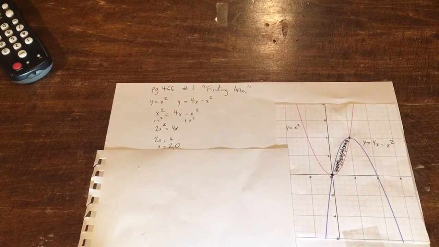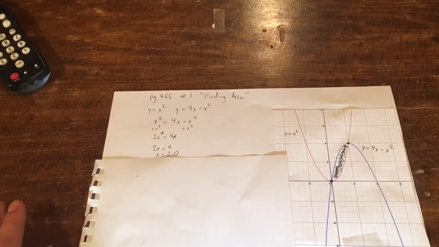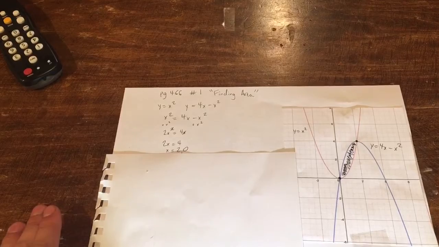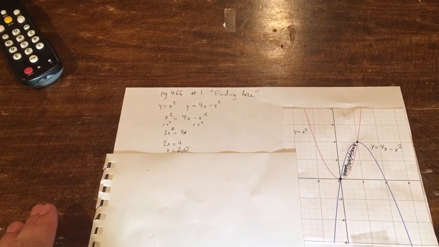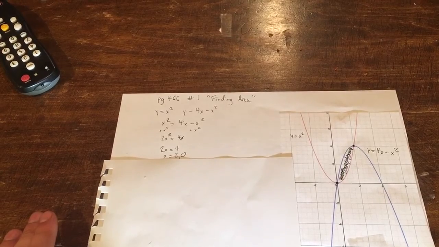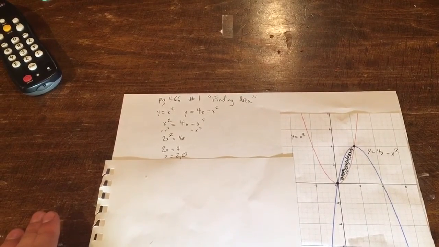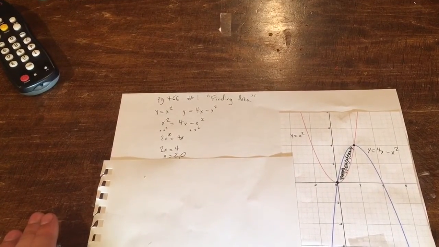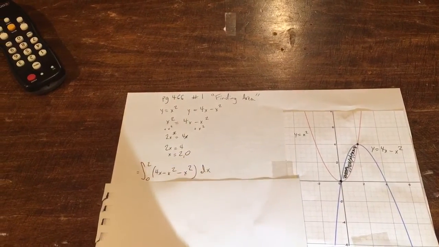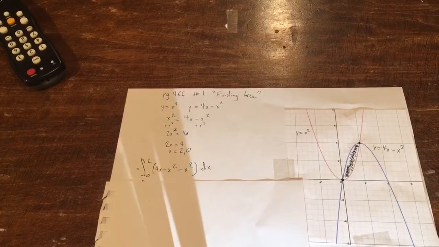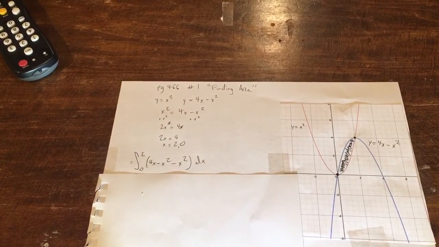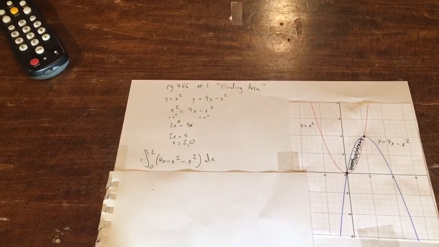Okay, so now you can take the integral of the whole thing from 0 to 2. So you have to take the top equation, in this case being 4x minus x squared, and subtract x squared from that to get the area between the two. So your integral is going to look like this. The integral from 0 to 2 of 4x minus x squared minus x squared.